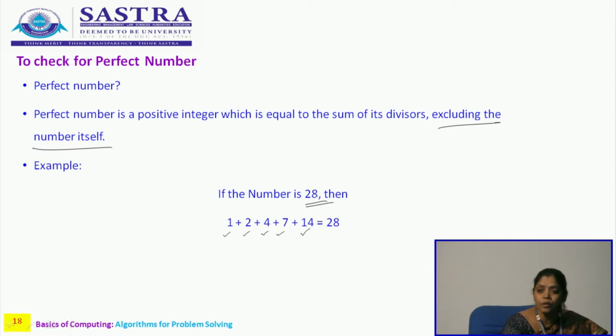We should not include 28. So we can include all the numbers other than itself, but the sum of all the divisors must give you 28 as the result. Then we can call the number a perfect number.